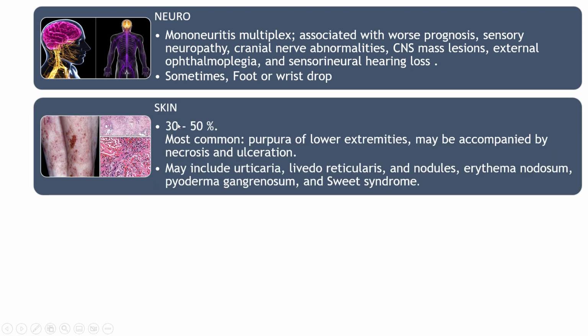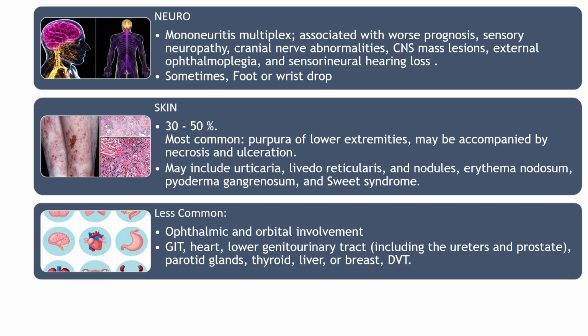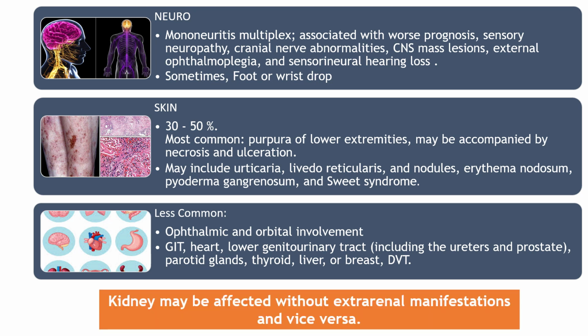Usually skin manifestation is present in 30 to 50%, and most commonly the patient could have purpura of the lower limb, and it could be accompanied by necrosis and ulceration. This manifestation may include urticaria, livedo reticularis, nodules or erythema nodosum, or pyoderma gangrenosum. Less commonly, the patient can have GIT, heart, or lower genitourinary tract affection, parotid gland or thyroid, liver, or breast, or DVT. Remember that the kidney may be affected without extrarenal manifestation, and vice versa.